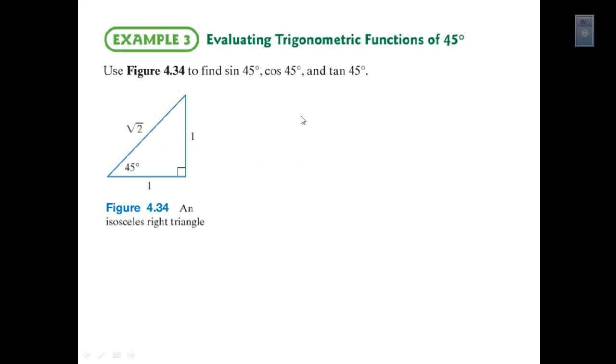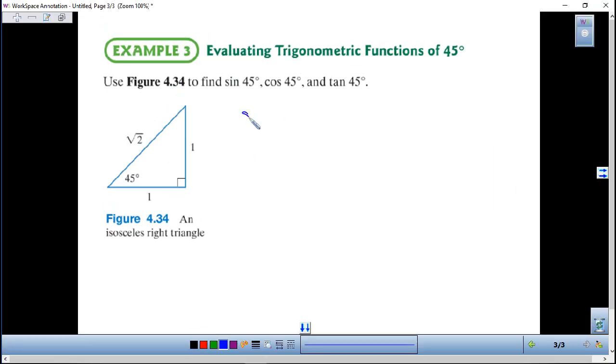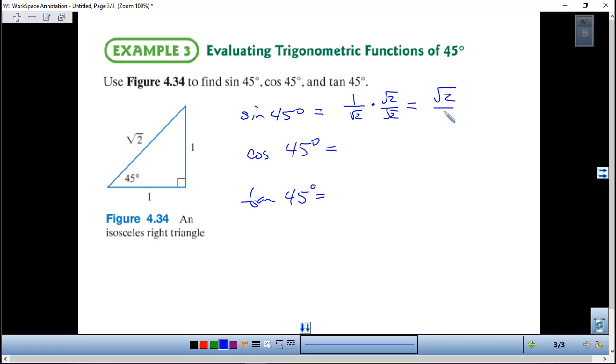So right here with sine 45, cosine 45, and tangent 45, or pi over 4, you're going to end up with opposite over hypotenuse, 1 over the square root of 2. We've got to rationalize. So we end up with the square root of 2 over 2. Cosine is adjacent over hypotenuse, 1 over the square root of 2.